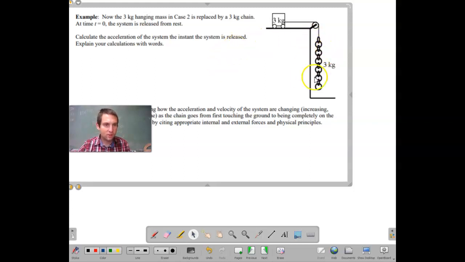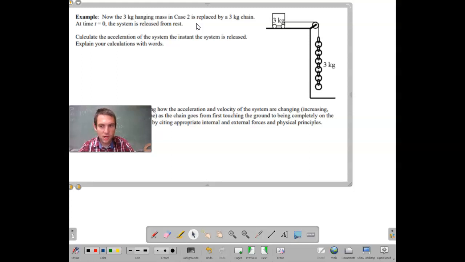So we have 3 kilograms of chain that is replacing the cart in the last problem, right? So now that we have a 3 kilogram chain, at t equals 0, the system is released from rest. Calculate the acceleration of the system the instant the system is released. Explain your calculations with words.